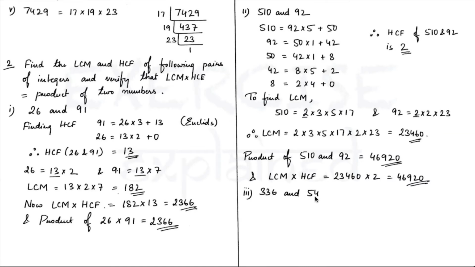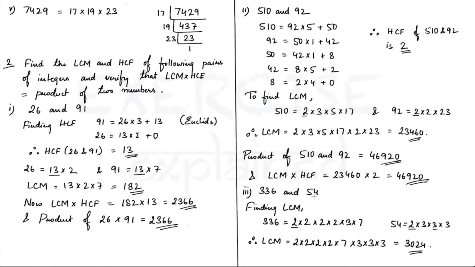Next question of real numbers exercise 1.2: 336 and 54. So I would be taking out the LCM first. So what I do is I write the prime factors of 336, which happen to be 2 into 2 into 2 into 2 into 3 into 7. And for 54 it happens to be 2 into 3 into 3 into 3. So you can see here this 2 gets repeated in both the places. So we will write that only once.